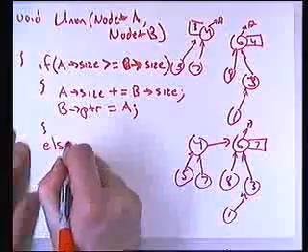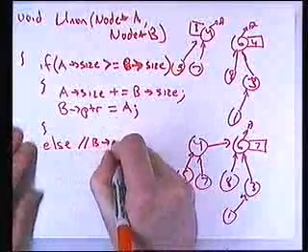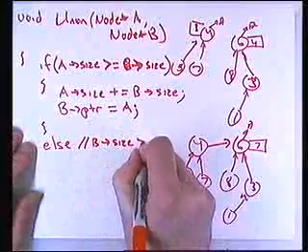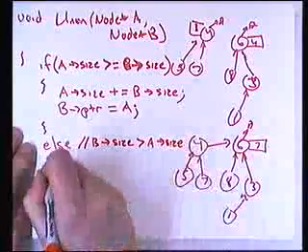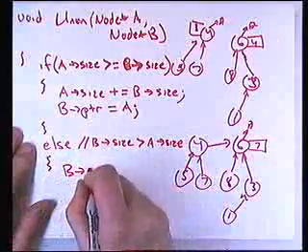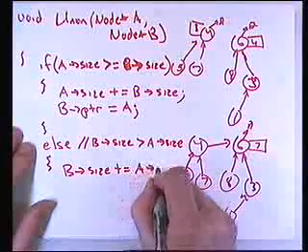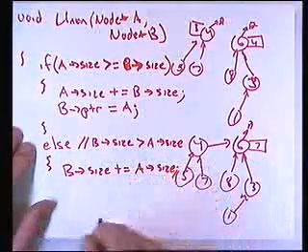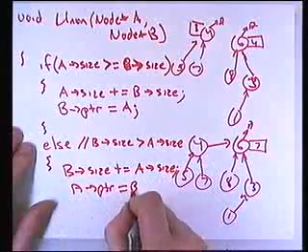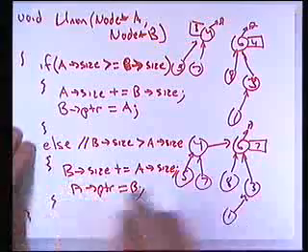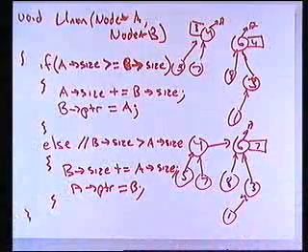And the other option here is, if we reach the else case, it means B size is greater than A size. In that case, we do exactly the opposite. Here we say B size plus equals A size, and then A pointer equals B. And there's your union based on size here.